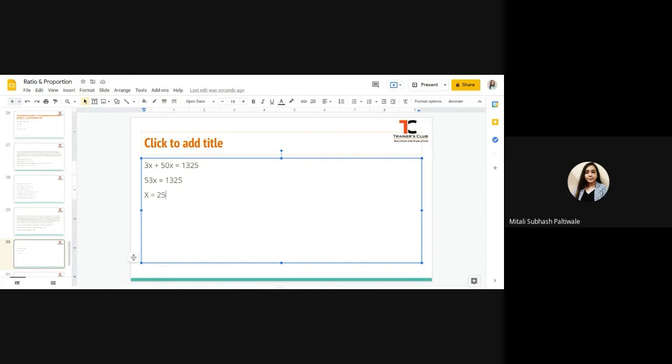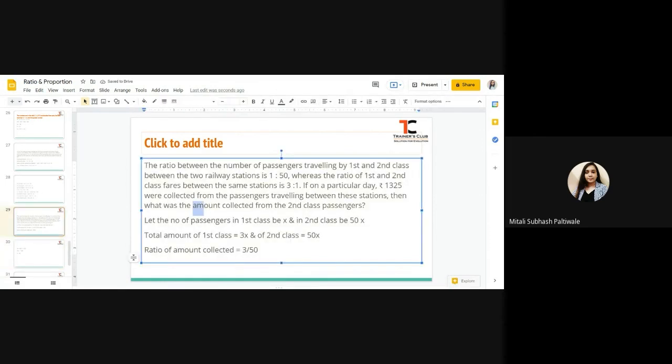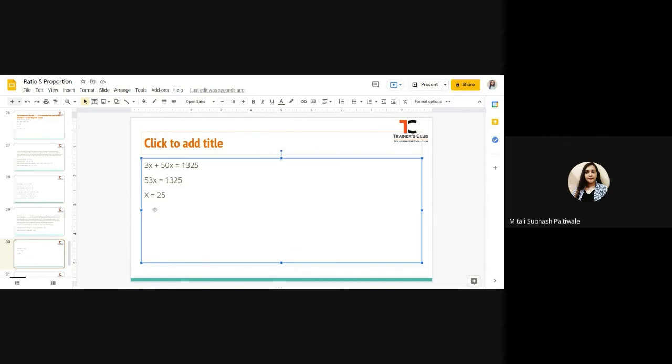Now, what we were supposed to find is the amount collected from the second class passengers. Let me just copy this and paste this down, which will be equal to how many people were there? 50 people into 25, which is nothing but 1250. That's it.